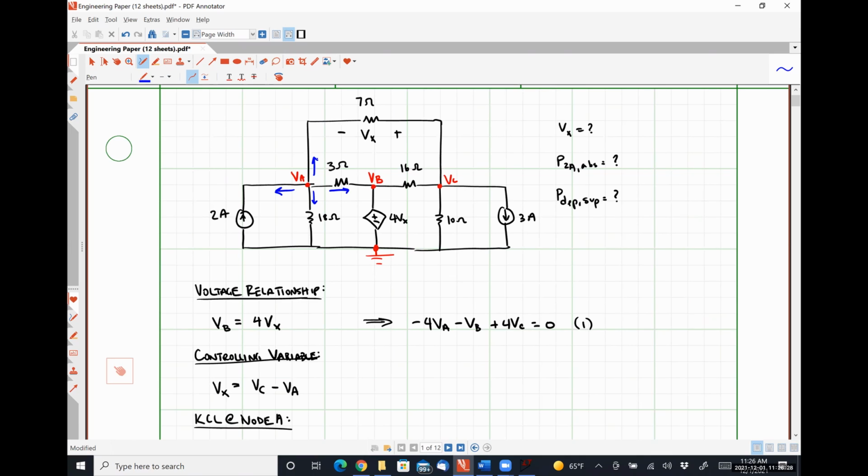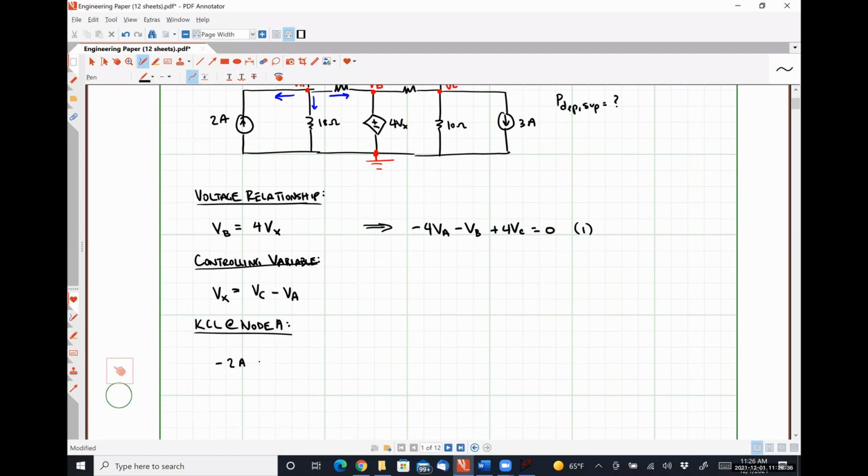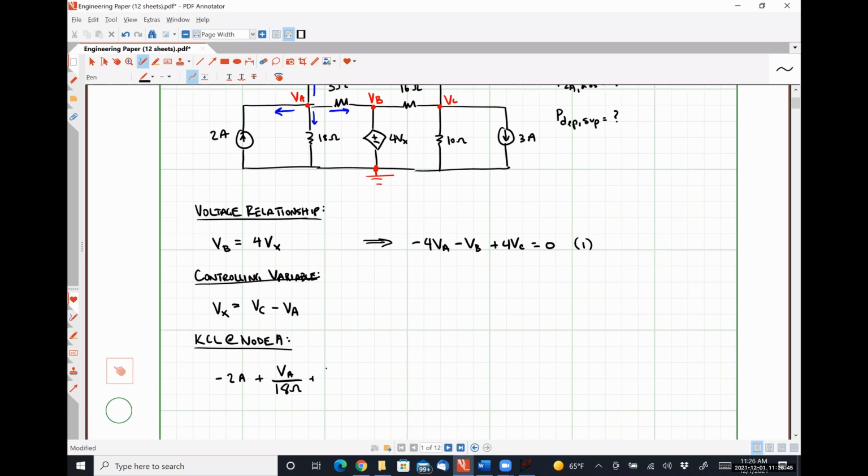So the current flowing to the left is -2 amps. The current flowing down is VA over 18 ohms. The current flowing to the right is VA minus VB over 3 ohms. And the current flowing up through the 7 ohm resistor is VA minus VC over 7 ohms. Set all these guys equal to 0. This is equation 2.